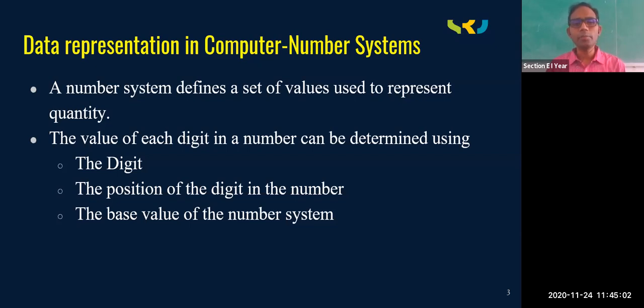Next, the base value of a number system. What is the base value? If the base value is 2, then it is a binary number. If the base value is 8, then it is an octal number system. If the base value is 10, it is a decimal number system. If the base value is 16, then it is a hexadecimal number system.